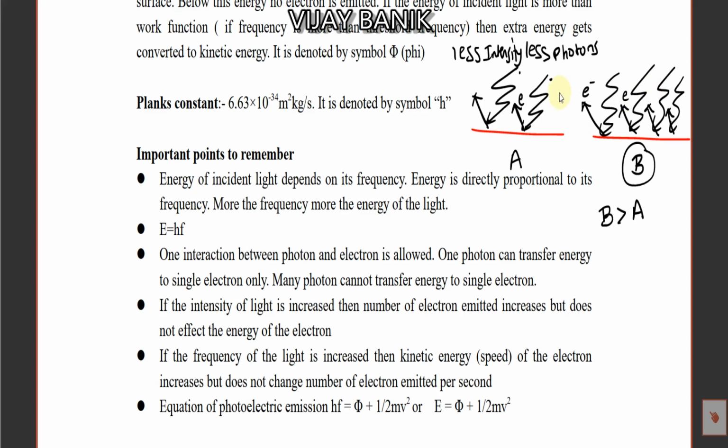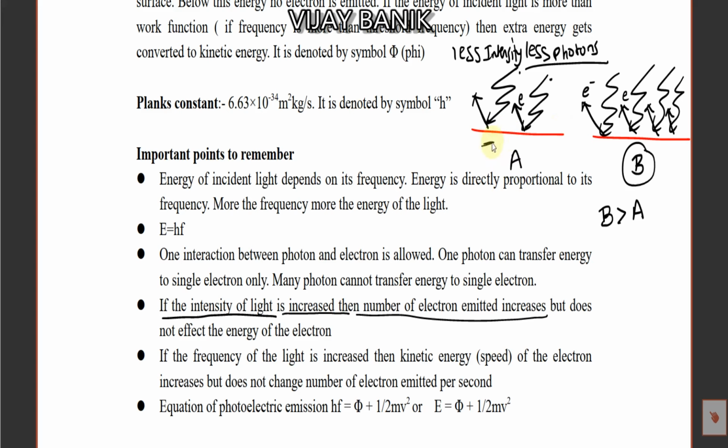So remember, if intensity increases, number of photons also increases. If intensity decreases, number of photons also decreases. So if the intensity is more, more electrons get emitted from the metal plate. If the intensity of the light is increased, the number of electrons emitted increases. Why? Because now more number of photons are interacting with electrons.